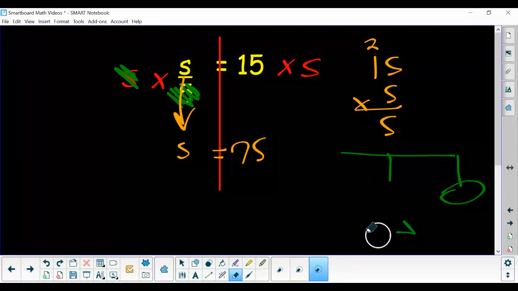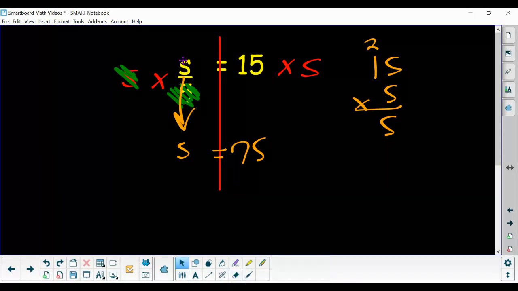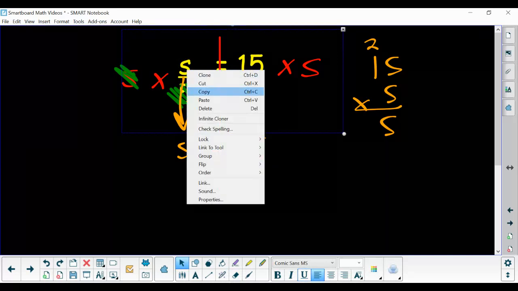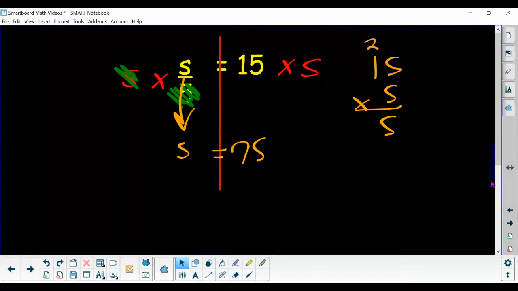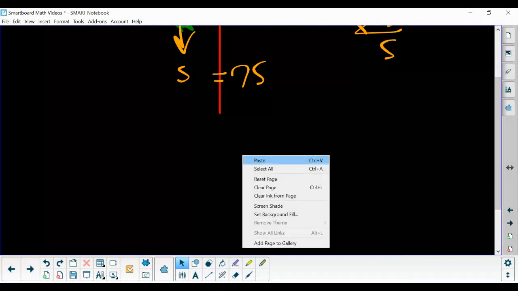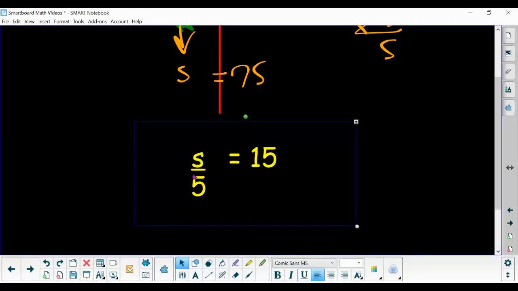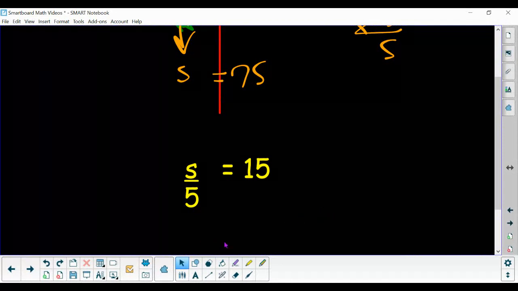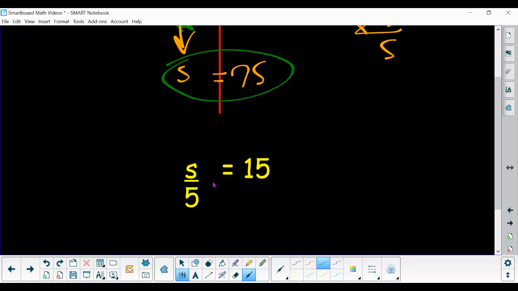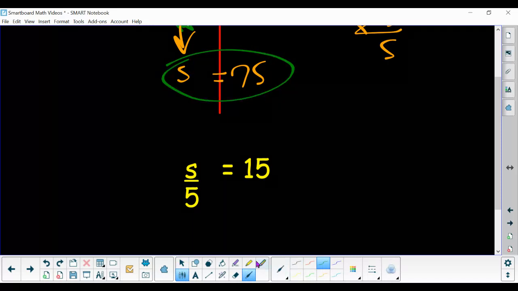If you're not quite sure if 75 is your answer, what you can do is plug it back into the original equation. So here's the original equation. This is how you can check if your answer is right or wrong. I'm going to replace S with 75 this time, since that's what I got when I solved the equation. So I'm going to put 75 in its place. We call this substitution.